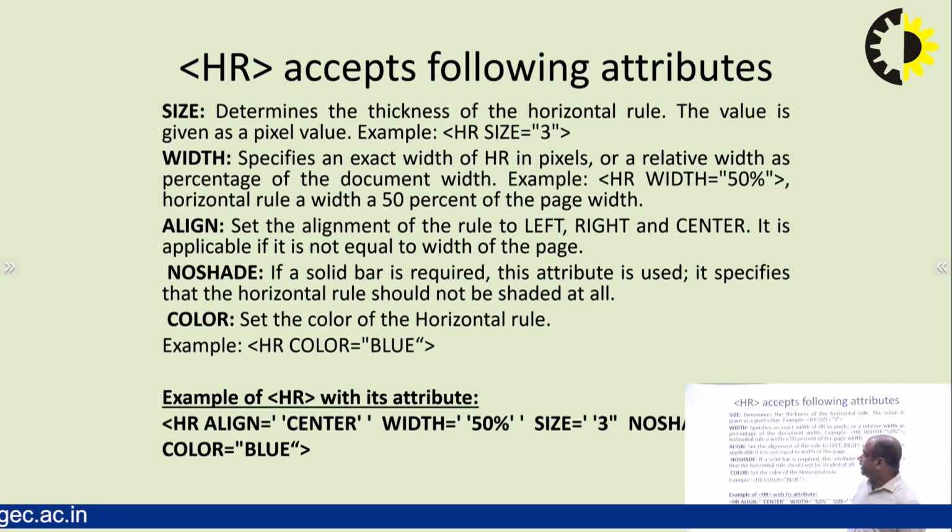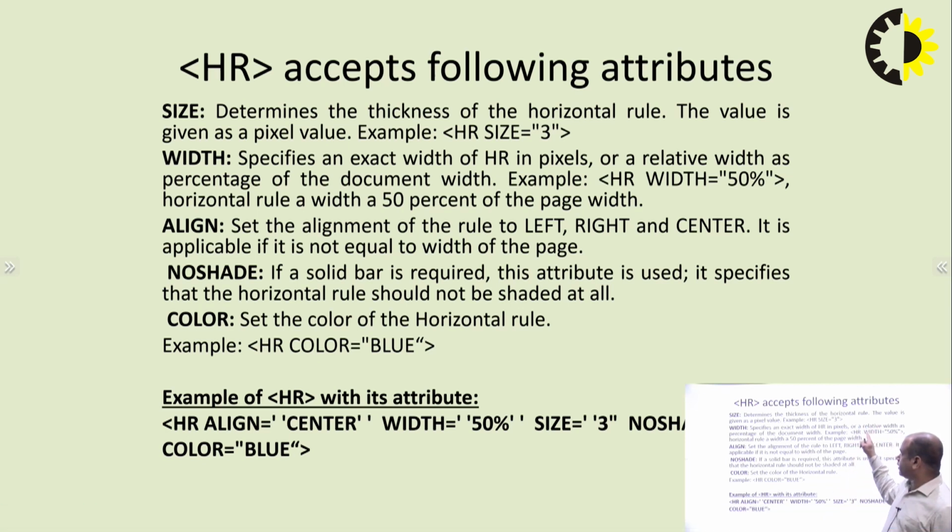First is size. It determines the thickness of the horizontal rule. The value is given as a pixel, so we can supply the value in double quotes as a pixel value. Next is the width. Width means specifying the exact width of the HR in pixels, or relative width as a percent of the document. So HR width equal to 50%. So a horizontal rule will be created at 50% of the total size of the screen. The horizontal rule is 50% of the page width.